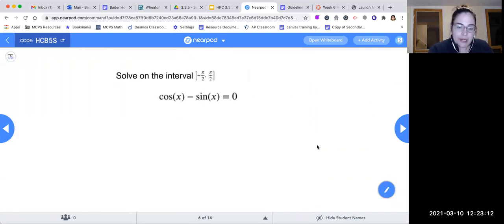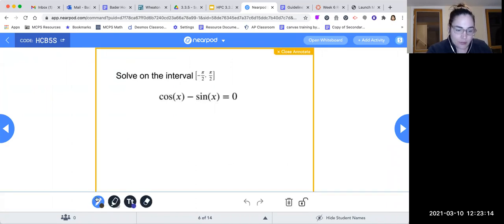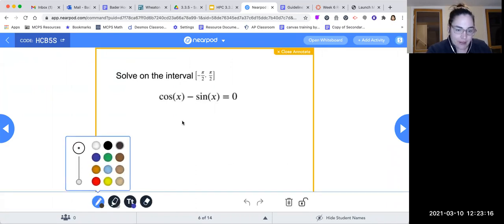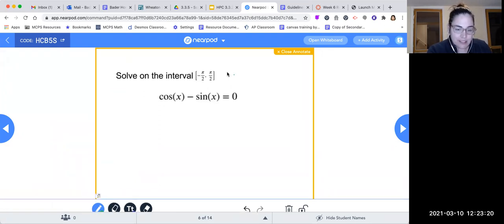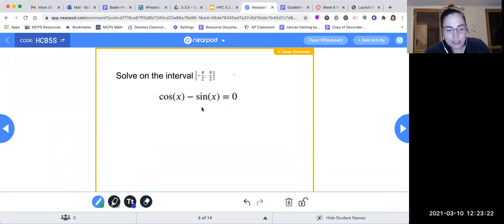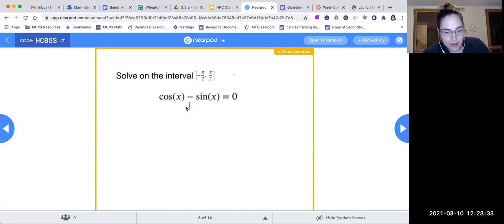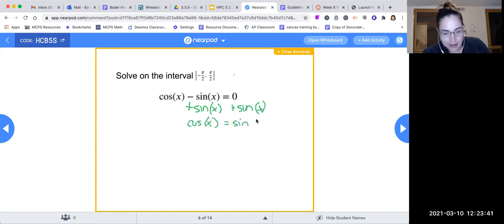Okay, so now we're going to get into something a little bit more difficult. So solve on the interval from negative pi over 2 to pi over 2, cosine of x minus sine of x equals 0. Okay, so what I'm going to do is I'm going to try to figure out how I can somehow combine this cosine and sine expression. So if I added sine of x to both sides of the equation, then I'll have cosine of x is equal to sine of x.